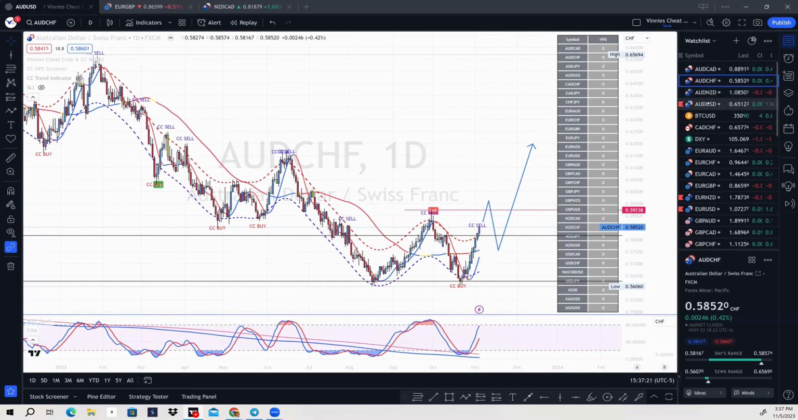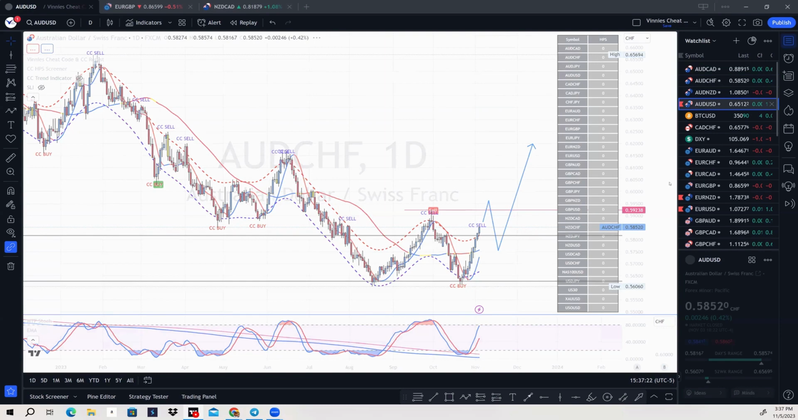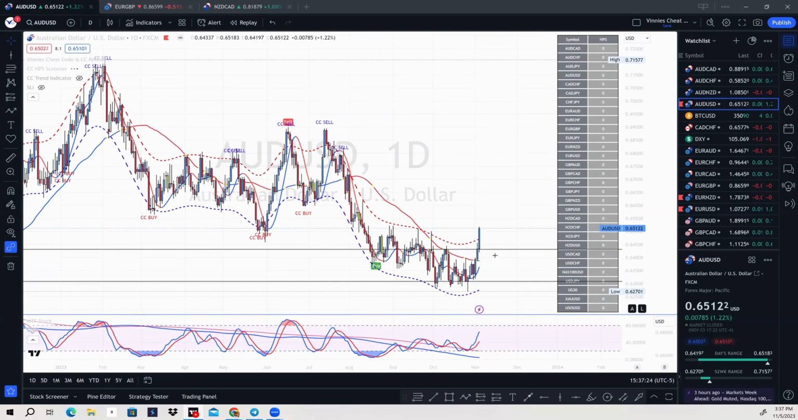Next pair we're going to take a look at is AUD USD. Same exact scenario. We have a bullish scenario. We can definitely expect a pullback coming up this week for price to continue higher on AUD USD.